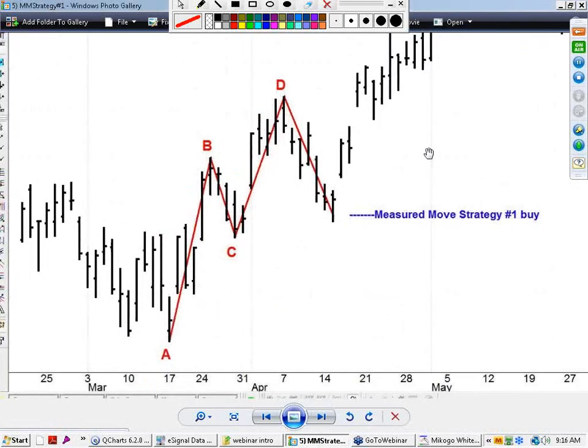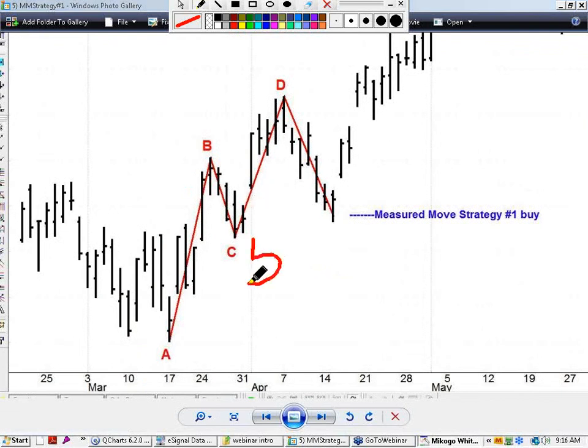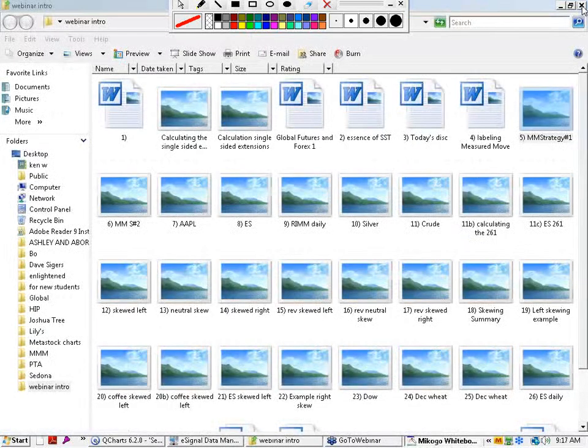By the way, how do I define what's shallow and what's deep? The general rule of thumb is the 50% mark. If it retraces 50% or more, it is considered deep. If it drops down less than 50% and moves up, it is considered shallow. Shallow means strong trend. Deep means weak trend. Now, I'm not talking about 48% and 51%. We're talking about considerably shallower, like 38%. Deep meaning 75, 78, or 80%. So, measure move strategy number 1 is when you start off with a shallow retracement.